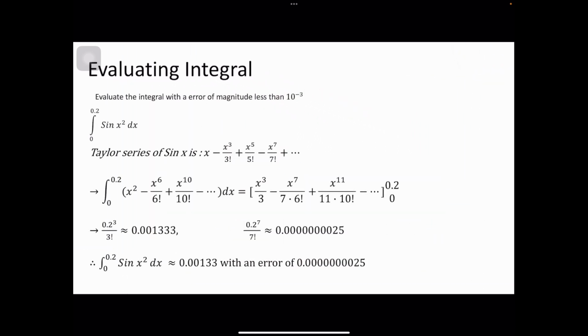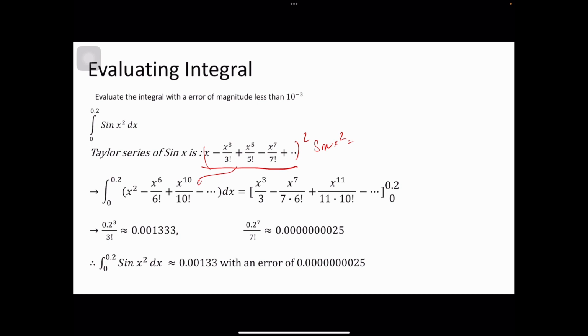So this is our integral from 0 to 0.2 of sine x squared. Now the Taylor series of sine x is this. So then we can safely say that the Taylor series of sine x squared would be just this part squared up. So once we get that part squared up, this is what we get. Then we can just substitute it in the integral itself, replacing sine x squared, and then just integrate it. Then you get x to the power 3 over 3 minus x to the power 7 over 7 times 3 factorial plus x to the power of 11 over 11 times 5 factorial, and this thing would, you know, continue on.